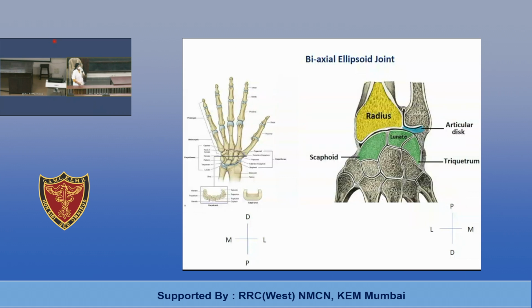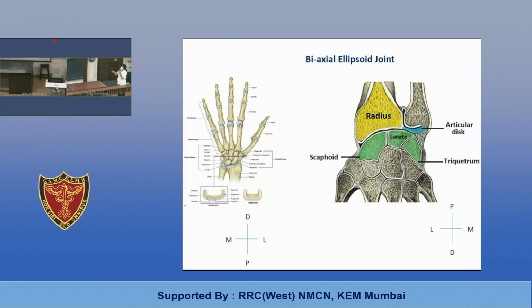Can you specify the bones forming the wrist joint? The lower articular surface of the radius and the proximal row of carpals. The proximal row of carpals consists of scaphoid, lunate, triquetral. Pisiform is actually a sesamoid bone, which is related to the triquetral. So mainly these three bones: scaphoid, lunate, triquetral, and the inferior articular surface of the radius.